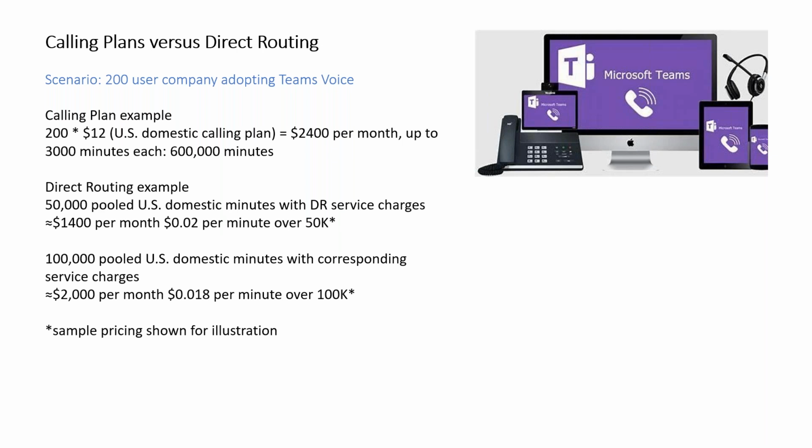So in that first example, you see the direct routing example for 50,000 pooled US domestic minutes with direct routing service charges included at approximately $1,400 per month and then 2 cents per minute for any minutes consumed over 50,000. So you can see that $1,000 less per month can make a significant difference, especially for a small business. And then the second example, the 100,000 pooled domestic minute plan, roughly $2,000 per month with the extra minutes billed at 1.8 cents per minute.